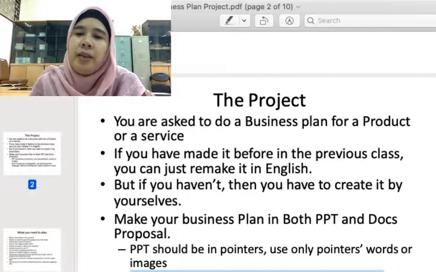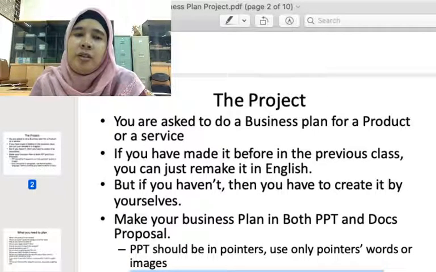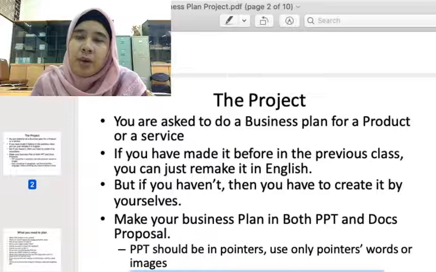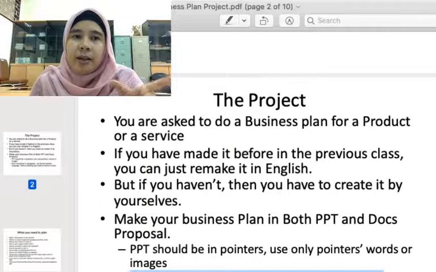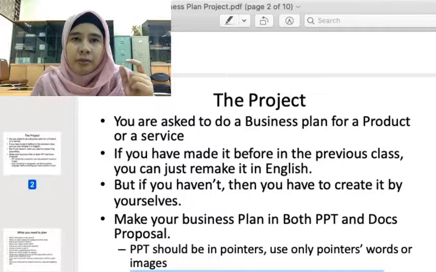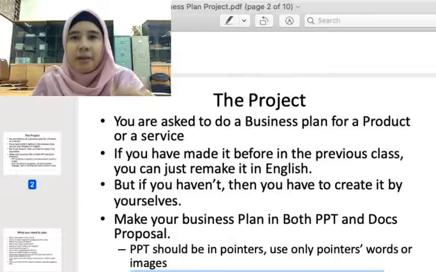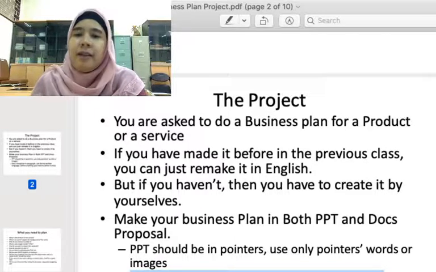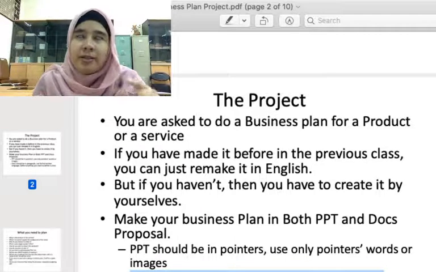Use formal written language. Define anything you need to define in that document. So jangan sampai terbalik, ya. In PowerPoint, you have to make it in pointers, but in your Microsoft Word, the proposal should be in paragraphs. Ya, jangan terbalik. Okay. Next, the project is the same.